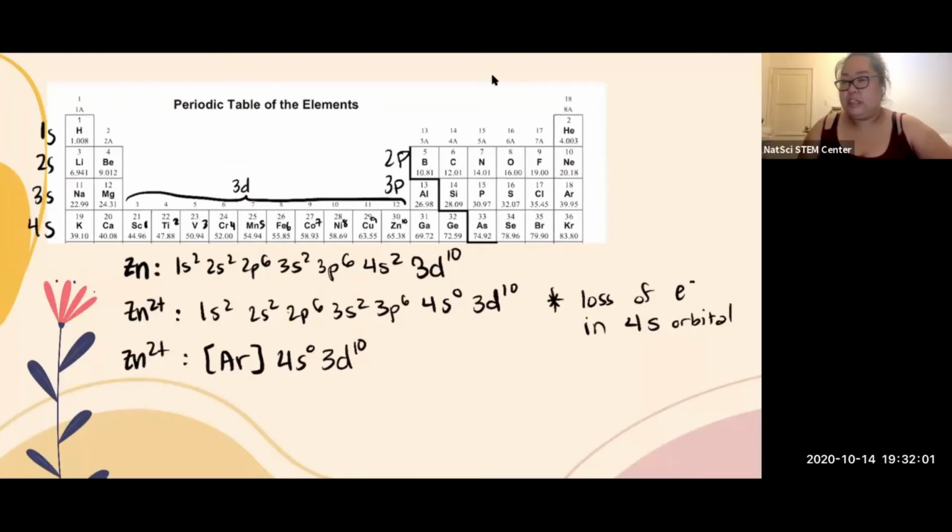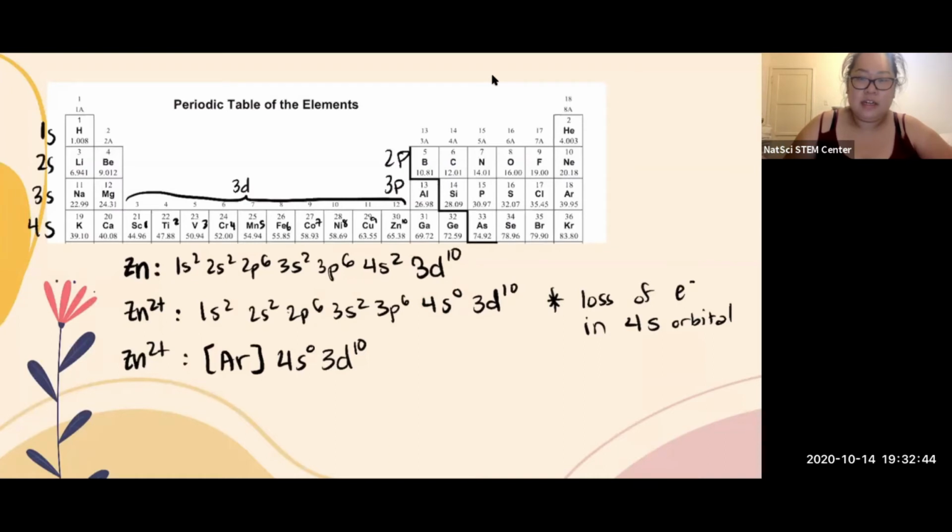But your d orbital falls into the 3rd energy level, not the 4th energy level. So is your 4th or your 3rd out further? Higher. So the 4 is even further than 3D. That means you have to take your electrons from your s orbital. So that's why I subtracted 2 from the s orbital, and I wrote 4s0 for the electron configuration.